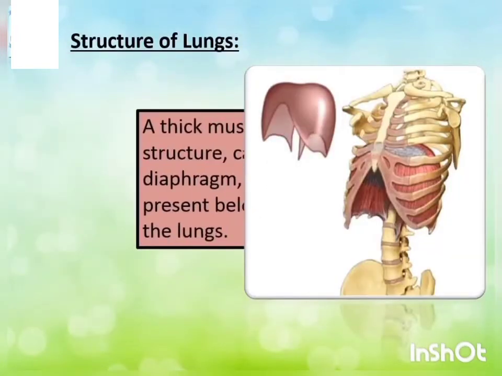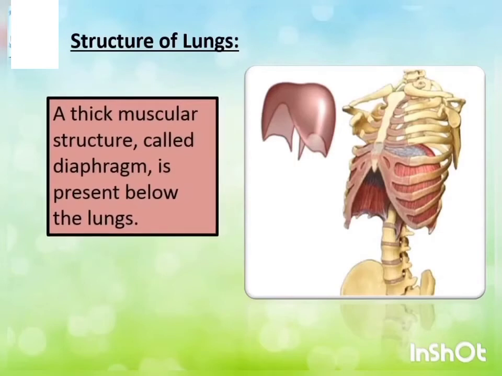Okay, now let's discuss structure of lungs. There is a thick muscular structure which is called the diaphragm, and it is present below the lungs. You can see in the diagram, the diaphragm is present just beneath the lungs.